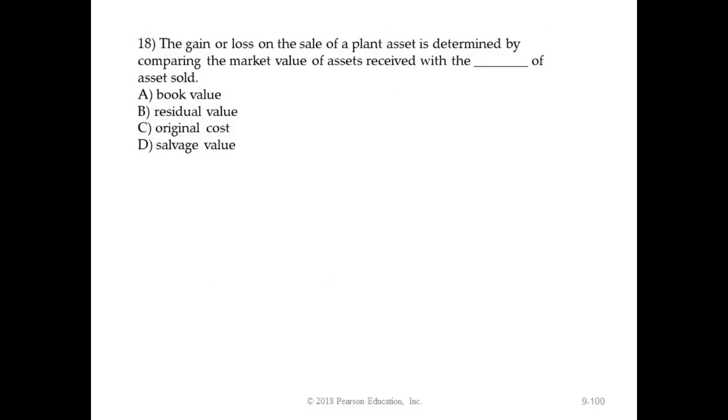Now, number 18. The gain or loss on sale of a plant asset is determined by comparing the market value of the asset received with: A, book value? B, residual value? C, original cost? Or D, salvage value? This one here is going to be A all the way. This one's going to be book value of the asset. You always compare the market value of the assets received with the book value of the assets sold.